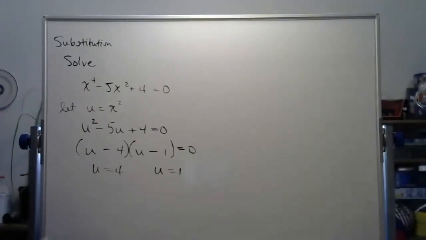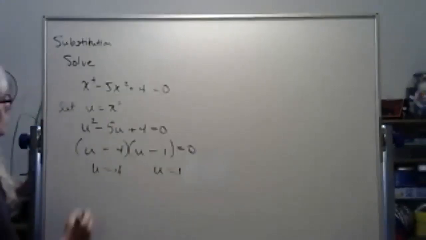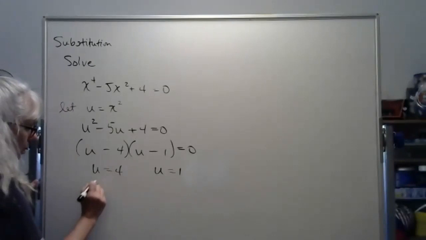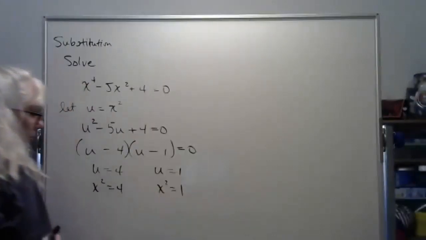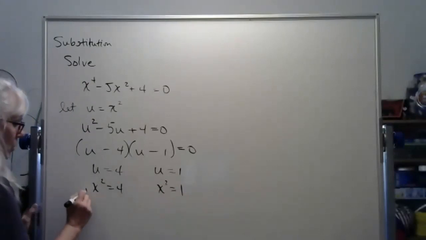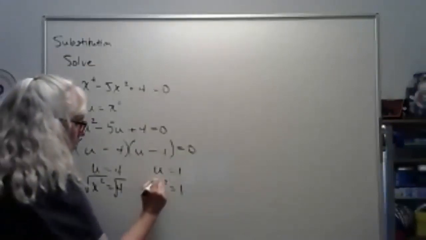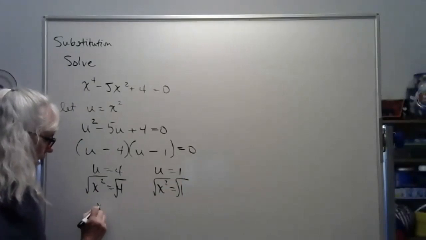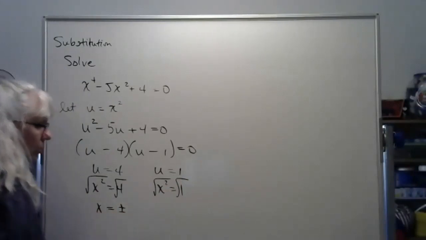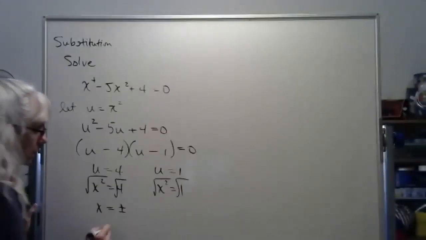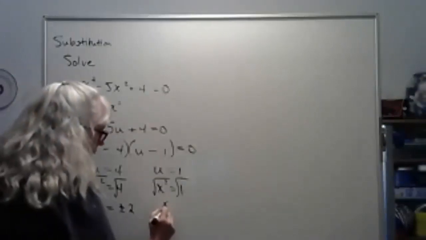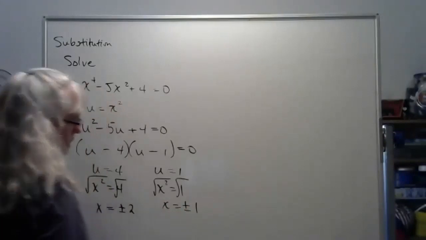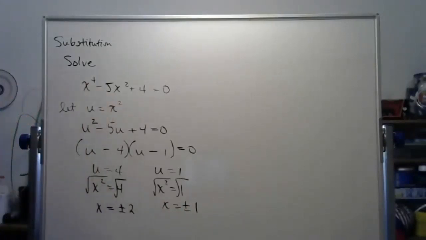Then you're going to unsubstitute. So we're going to set x squared equal to 4. I'm going to set x squared equal to 1. So to solve each of those, we'll square root both sides. And when I do that, I have to remember that when I square root solving, I need the plus or minus. So we end up with plus or minus 2 as the square root of the 4. And over here, we'll get x equals plus or minus 1 as the square root of 1. So don't forget that plus or minus. So we ended up with 4 solutions.